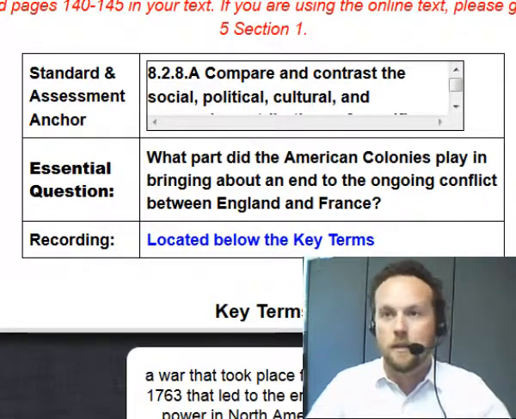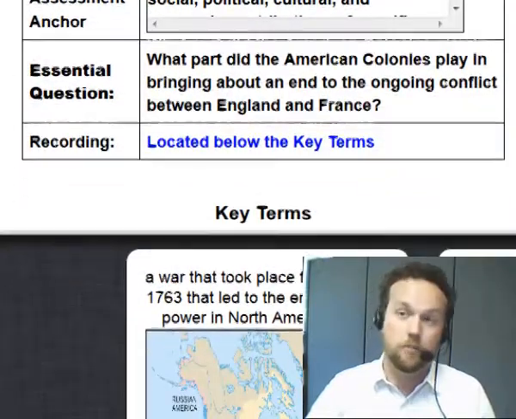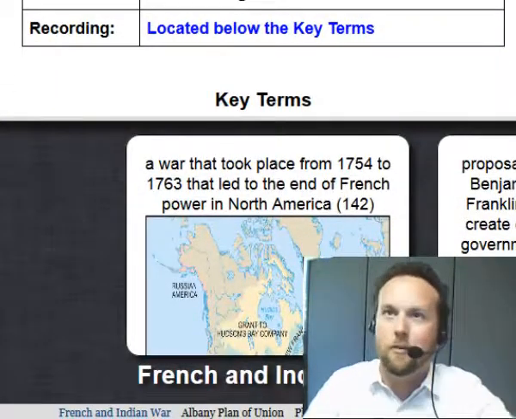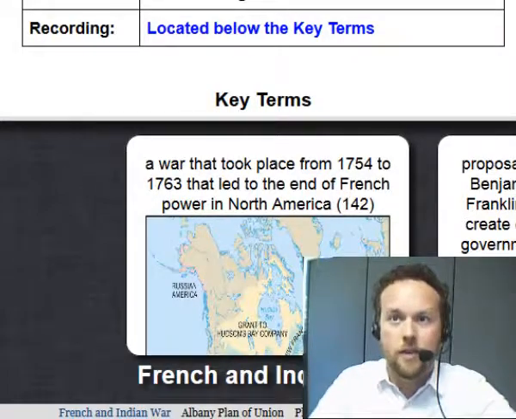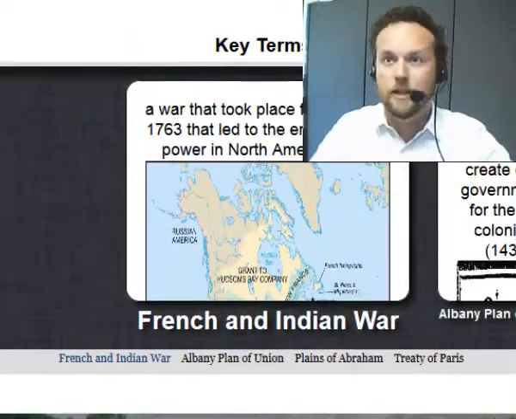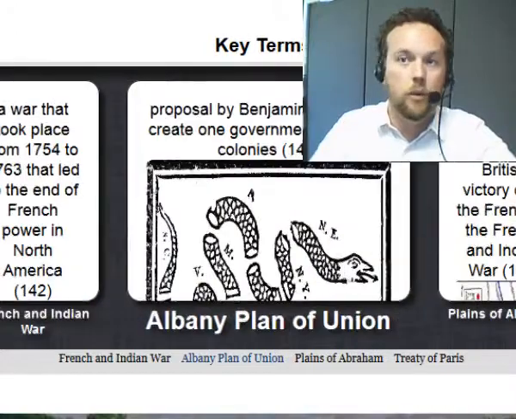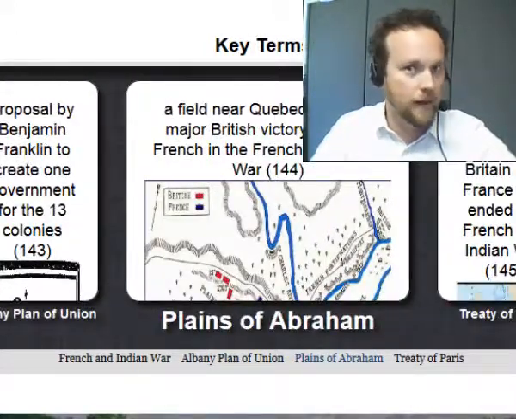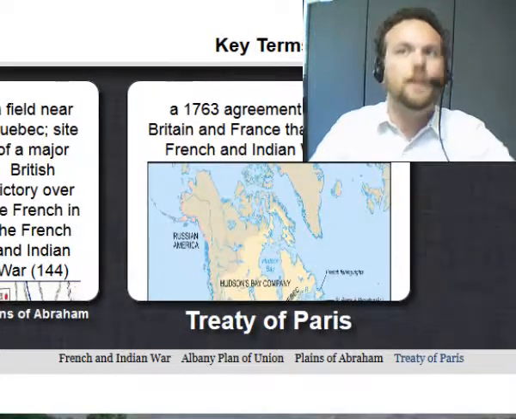So there was a part that the U.S. played in it, or not the U.S., but the colonies played in it. But I'm getting ahead of myself. Let's take a look at our key terms. Obviously, French and Indian War. We will also talk about the Albany Plan of Union, the Plains of Abraham, and the Treaty of Paris.